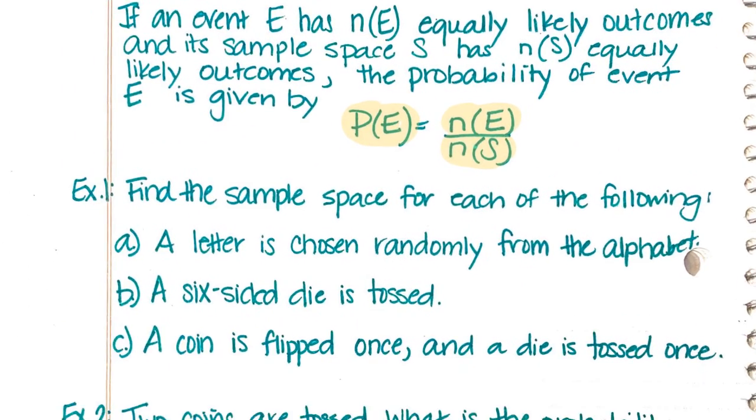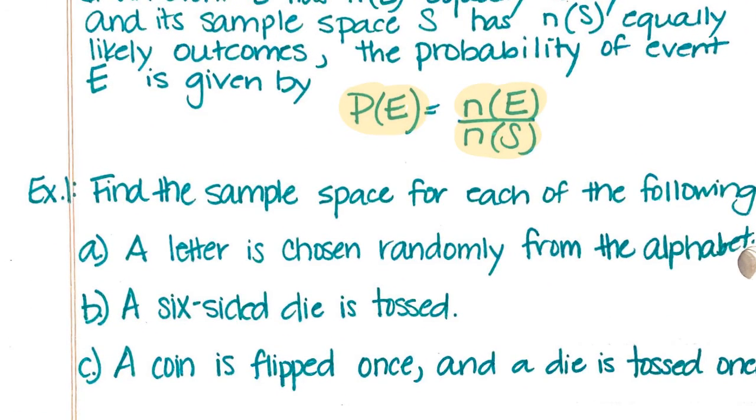It says, find the sample space for each of the following. A letter is chosen at random from the alphabet. Well, I could choose A, B, C, D. Yes, I would have to write these all out, all the way to Z. 26 different letters are in the alphabet. All right, a six-sided die is tossed. I can get 1, I can get 2, I can get 3, I can get 4, I can get 5, or I can get 6.